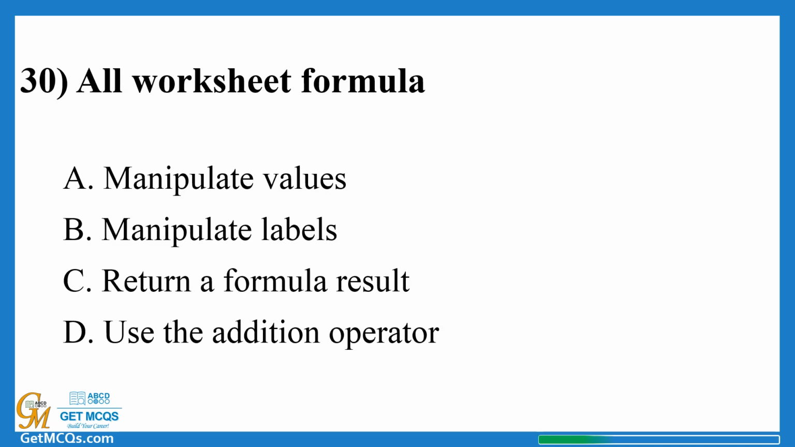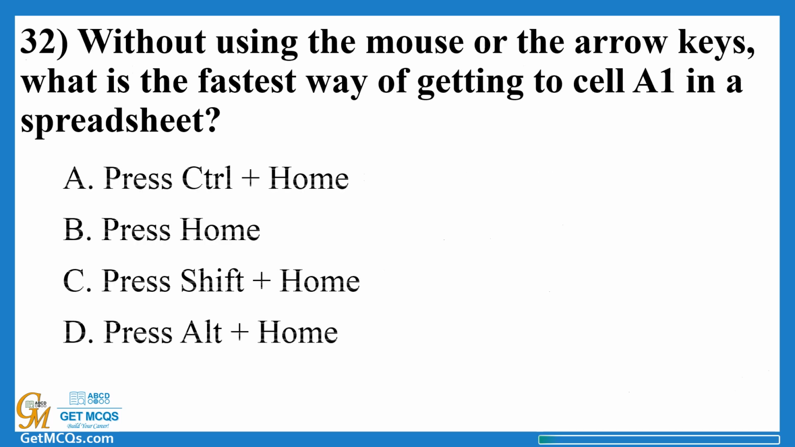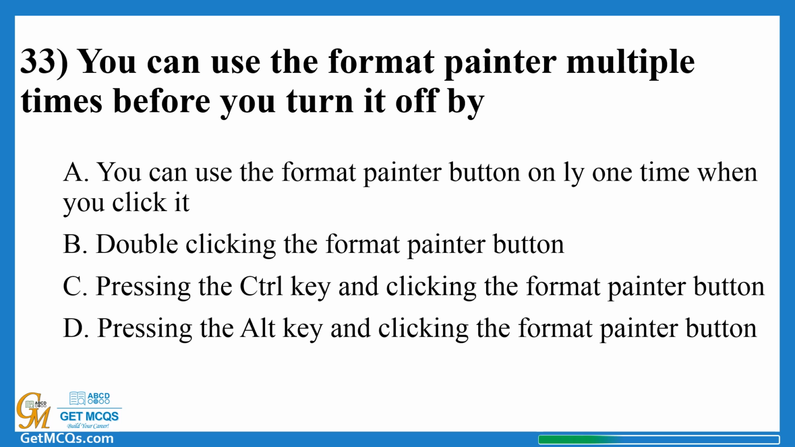30. All worksheet formula. Answer, C. 31. It is acceptable to let long text flow into adjacent cells on a worksheet when. Answer, B. 32. Without using the mouse or the arrow keys, what is the fastest way of getting to cell A1 in a spreadsheet? Answer, A. 33. You can use the Format Painter multiple times before you turn it off by. Answer, B.